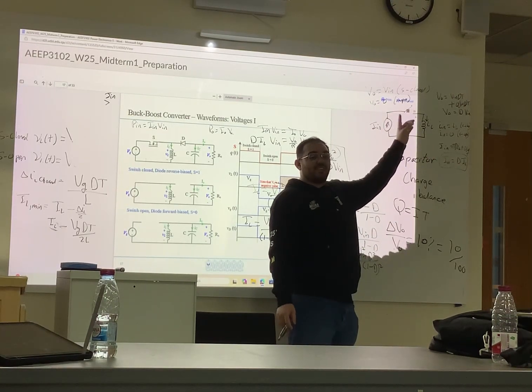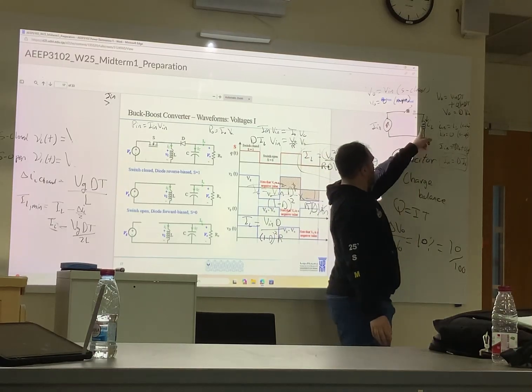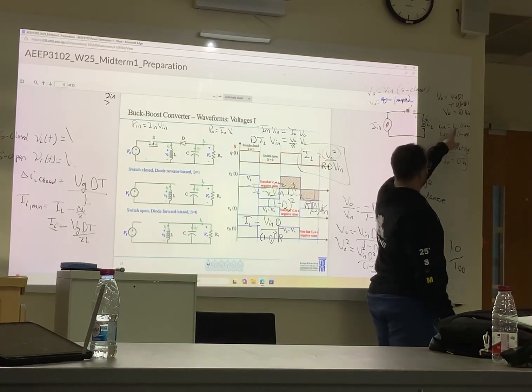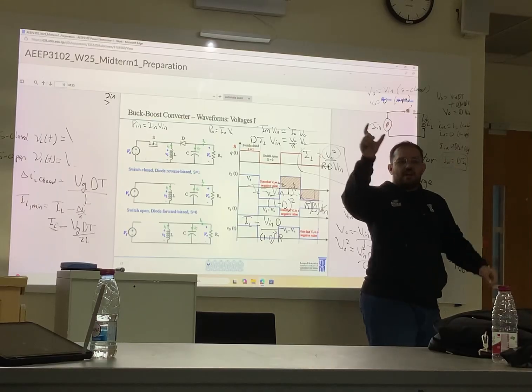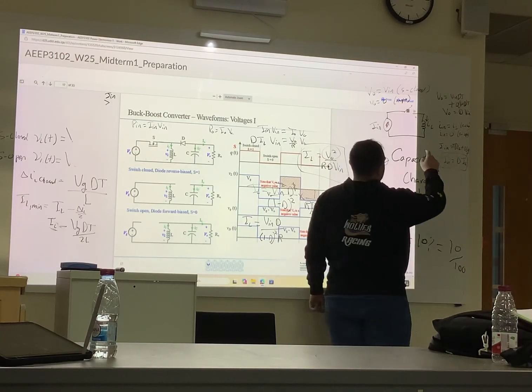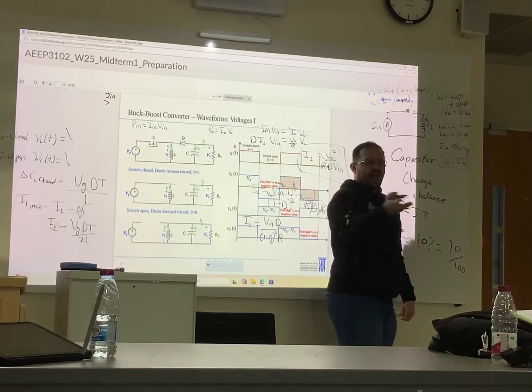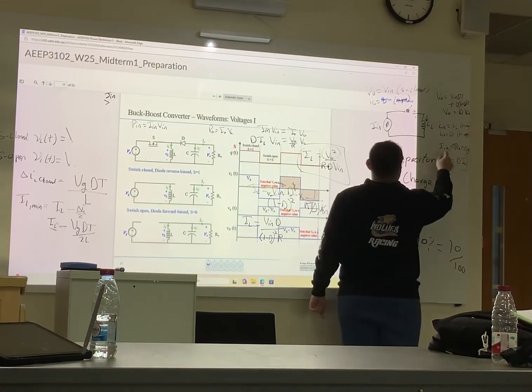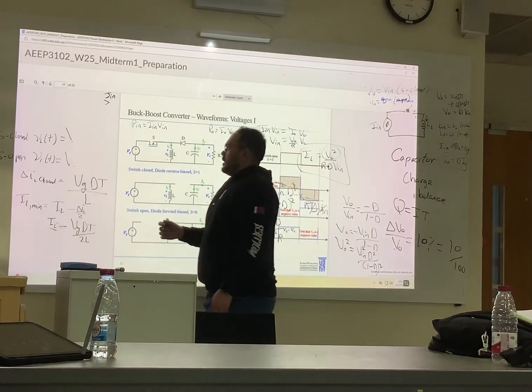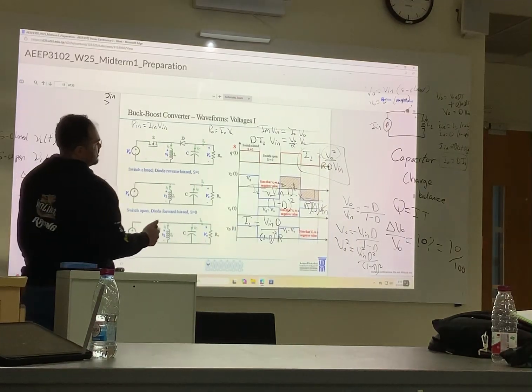Capital I. This is exactly what happens. IL equals IN when the switch is closed, for how long? For D T. It's equal to 0 for how long? For 1 minus D T. When I take the average, let's do the average.